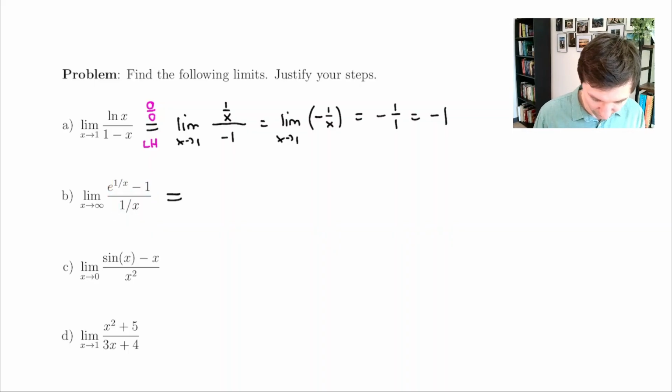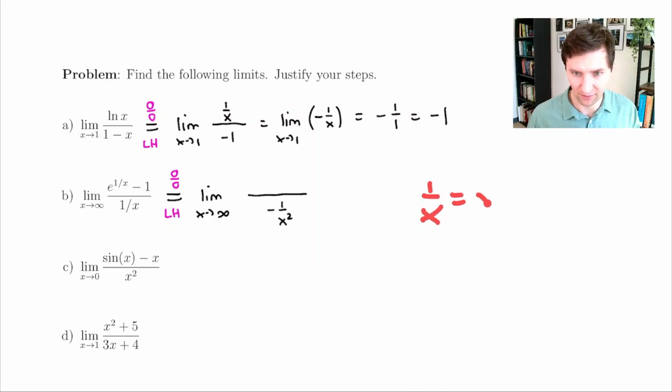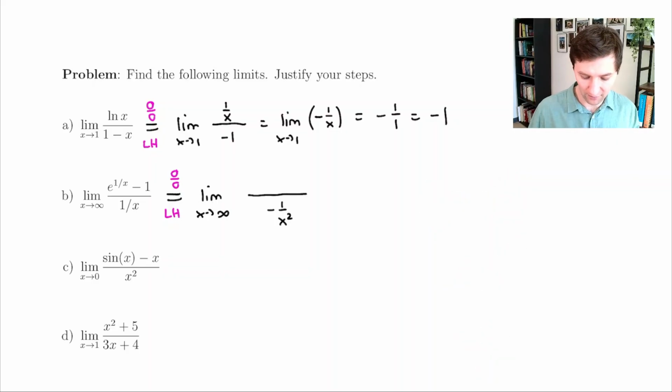Because it is of the form 0 divided by 0, I can use L'Hopital's rule. And I get the limit as x goes to infinity of, and now I take derivatives. Let me start with the denominator. The derivative of 1 over x is negative 1 over x squared. And that is because 1 over x is the same thing as x to the negative first power. When you move negative 1 down, you will get negative 1x to the negative second power, which is negative 1 over x squared.